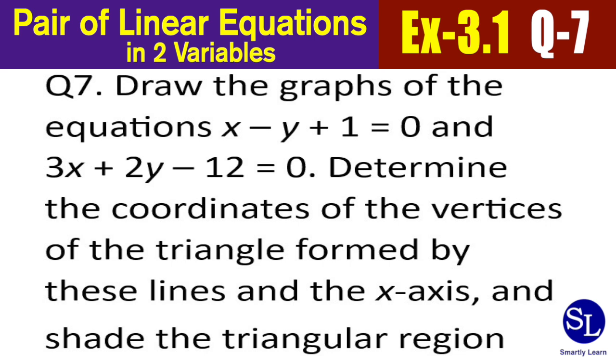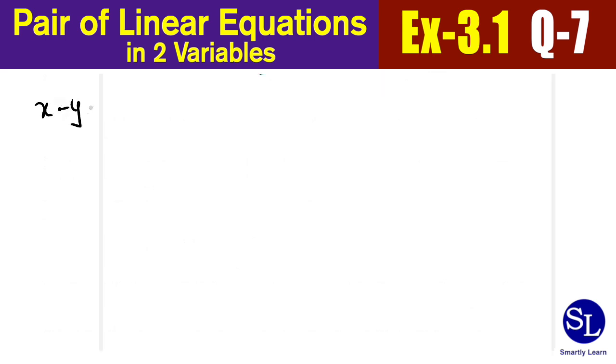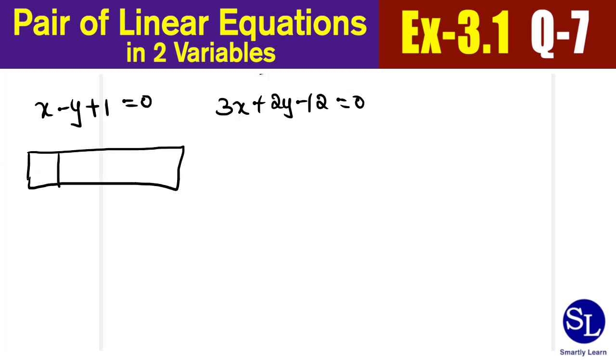So let us first note the two equations. It is x minus y plus 1 is equal to 0 and the other line is going to be 3x plus 2y minus 12 is equal to 0. So for the first equation, let us just draw the box. Let's start filling in, assume the values for x and y. So let's assume x is equal to 0. In this case, 0 minus y plus 1 is equal to 0, which means y is equal to 1. Now let's mark the value of y is equal to 0, which means x plus 1 is equal to 0. So x is equal to minus 1.